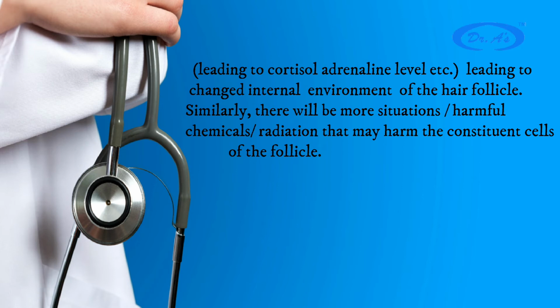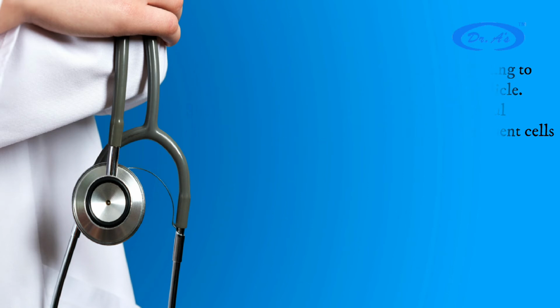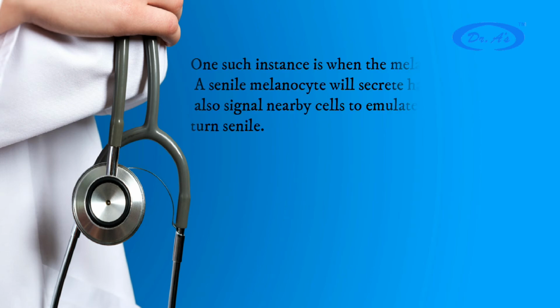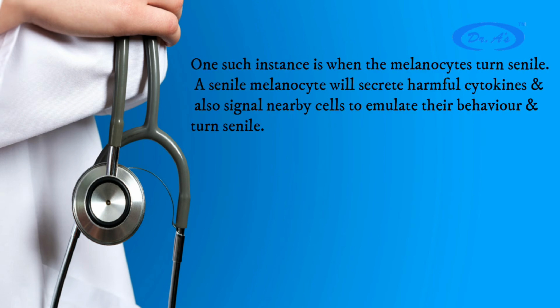Similarly, as harmful chemicals or radiations come in around the body, those things may also harm the constituent cells of the follicle. One such instance is when the melanocytes of the hair follicle turn senile. A senile melanocyte will secrete harmful cytokines that will signal nearby cells to emulate the same behavior and also turn senile.